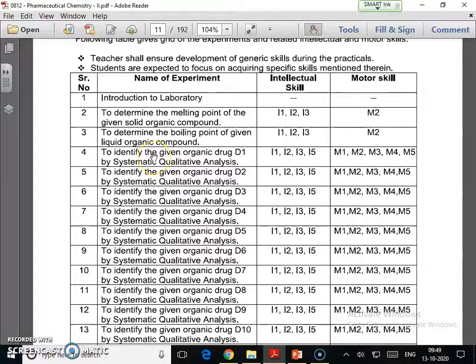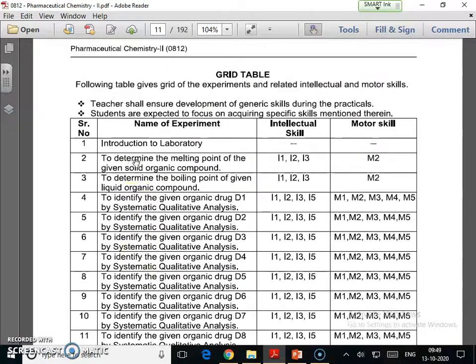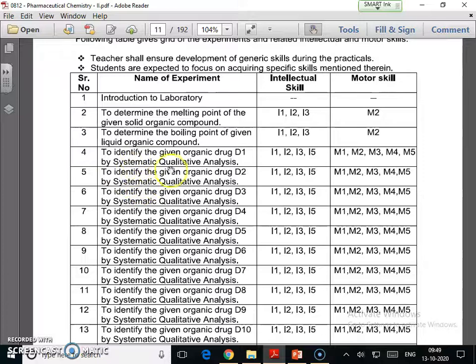Now as far as the experiments are concerned, there are 28 experiments in your syllabus. Amongst these, 3 are introductory ones, and right from 4 the qualitative analysis starts. Basically there are 3 types of experiment you have to perform. First is qualitative analysis, which we call systematic qualitative analysis, SQA, second is identification tests, and the third type of experiment is synthesis. So this is the first type of experiment, starting from experiment number 4, to identify the given organic drug compound by systematic qualitative analysis, that is SQA.